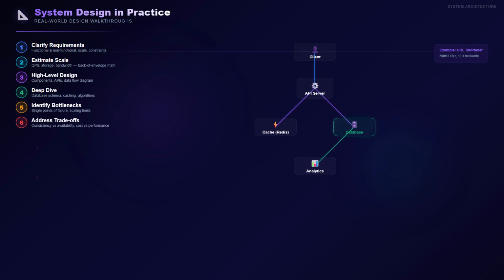Now let's put it all together with system design methodology. This is what separates a developer from an architect. Step 1. Clarify requirements. Don't jump into designing. Ask questions. What are the functional requirements? What are the non-functional requirements like latency, throughput, and availability?